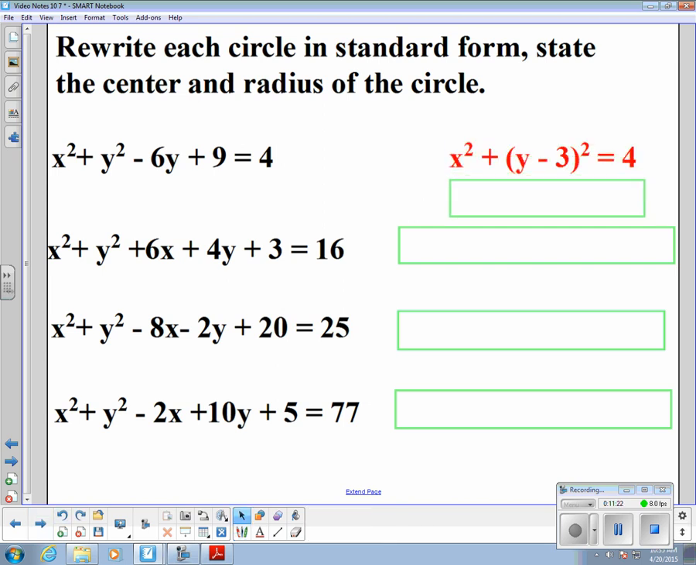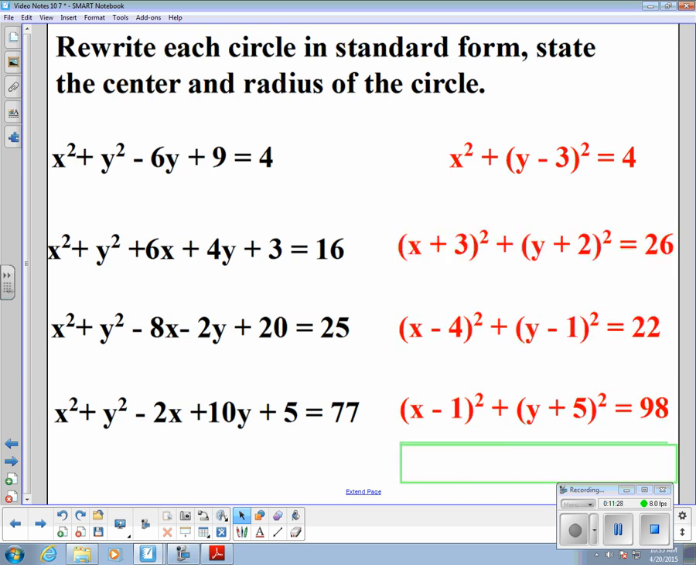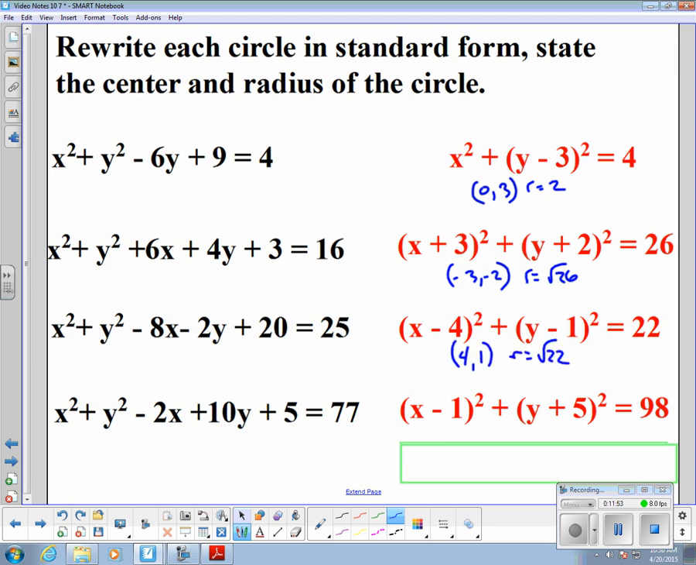All right, so let's check our answers here. I'll just pull all these down to the bottom. Here are the answers that you can check with. Not only do you have to have this part, but you need to be able to pull out the center and the radius from each one. The answers are: center (0, 3) and radius 2; center (-3, -2) and radius square root of 26; center (4, 1) and radius square root of 22; and this last one is center (1, -5) and radius 7 square root of 2.